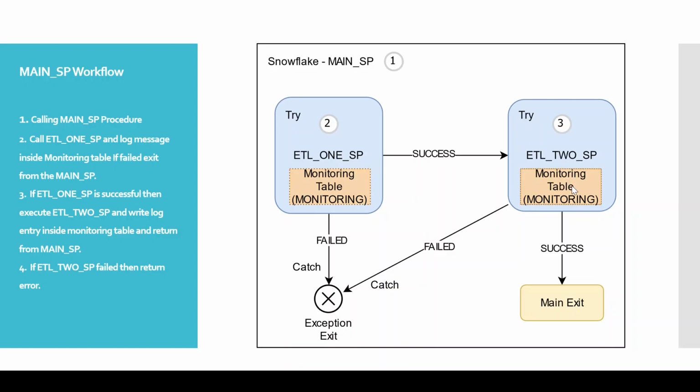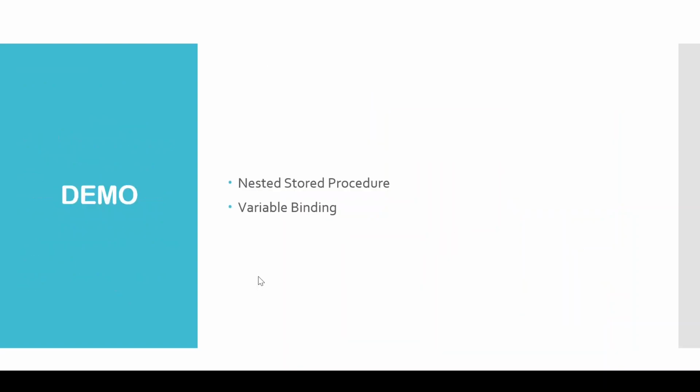We again log one entry inside the monitoring table, and then if it's successful, we will simply exit or return from the main stored procedure. If we get any failure inside the ETL_2 stored procedure, then it will simply go to the catch block and exit from that process directly. So let's look at the demo now for the nested stored procedure and variable binding.